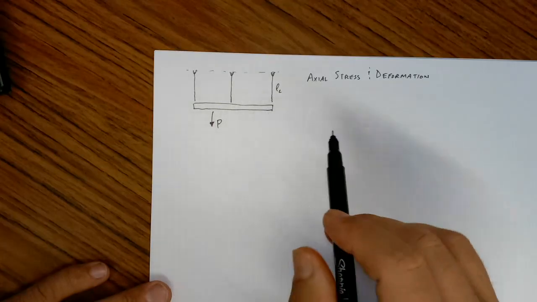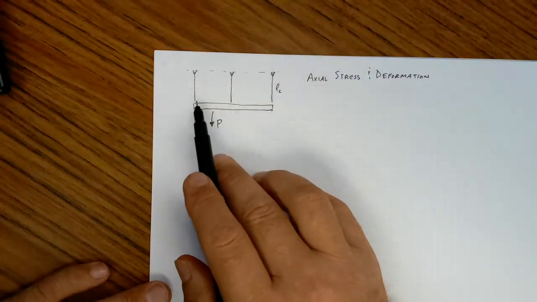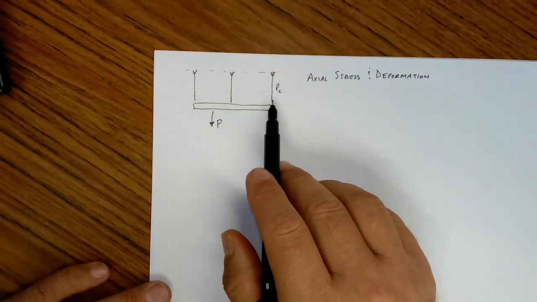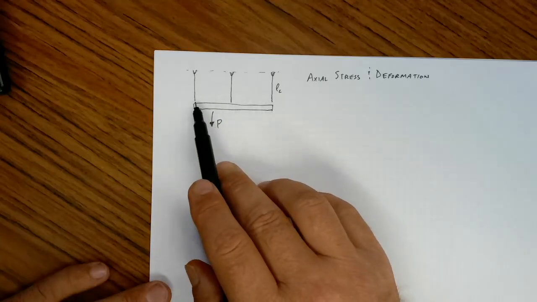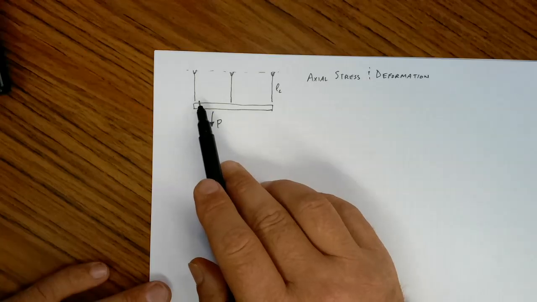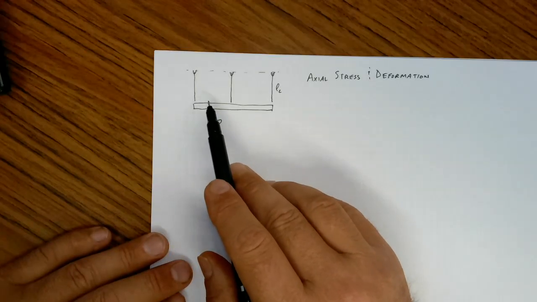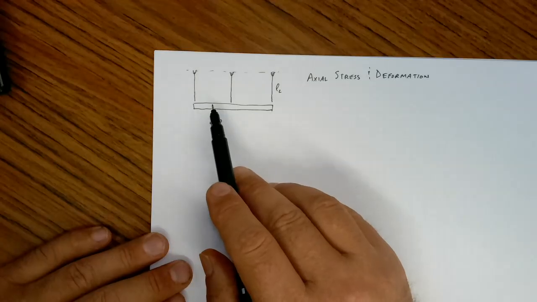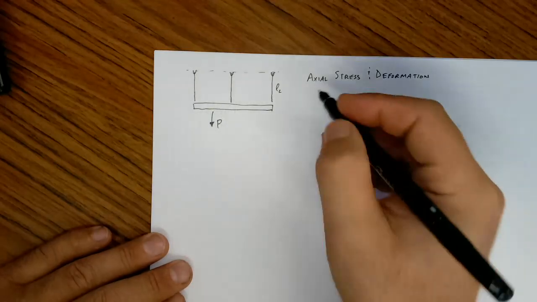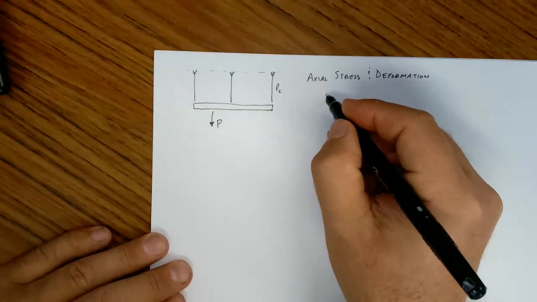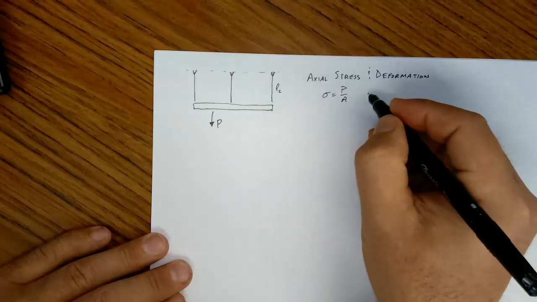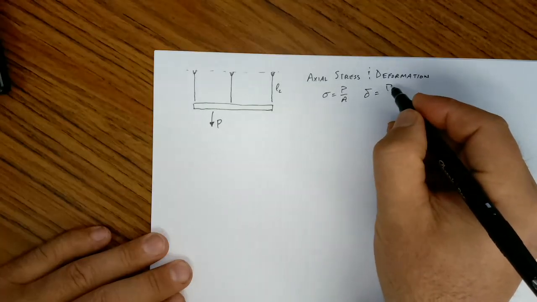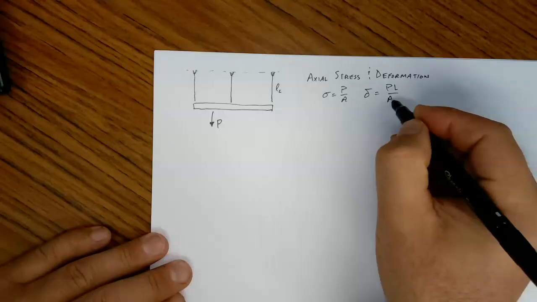cables are. And this is an indeterminate problem because we have three vertical reactions, and we only have two equations of equilibrium that will work. We can sum forces in the y and sum moments about some point. So let me read the equations that we have. Axial stress, P over A, and our deformation equation, PL over AE.